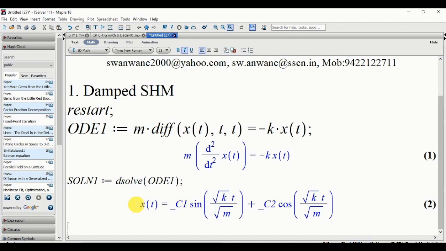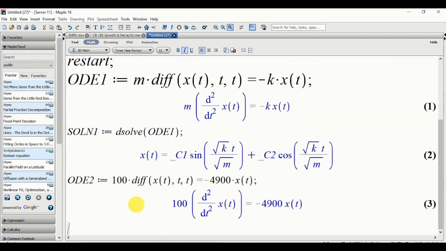I have randomly worked out the values for m and k, and let us try to utilize them. I shall call ODE2 as 100 into diff of x of t. Here this is the second order derivative, and that is equal to minus 4900 times x of t. So this is a differential equation in numerical terms.